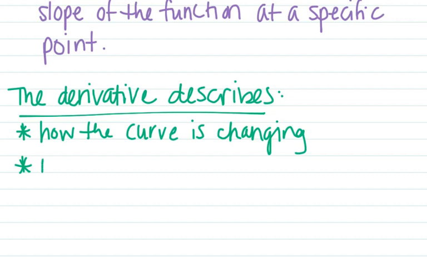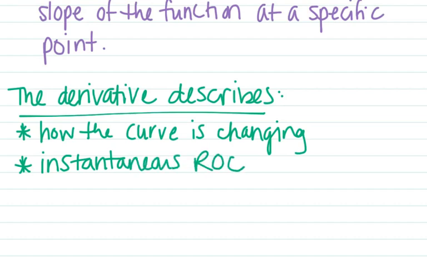It gives us that instantaneous rate of change. And I'm just going to abbreviate rate of change. And then it also gives us the slope of the tangent line. So anytime you see these phrases, it's basically asking you to find the derivative.